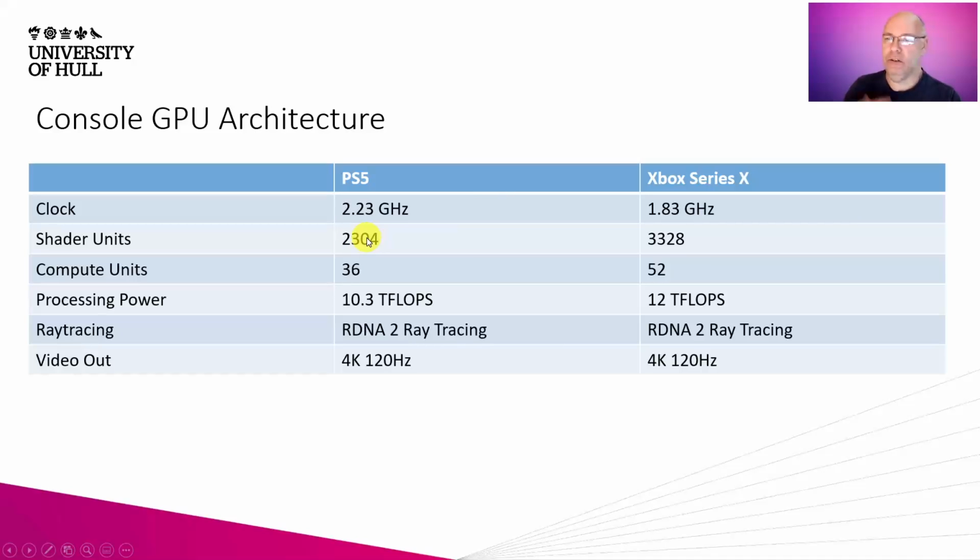So we've got these things called shader units. We'll be looking at what a shader is, how fantastic they are, very shortly. But you can see that the Xbox Series X has a few more. Well, it's almost 50% more. We're looking at 2,300 rather than 3,300.